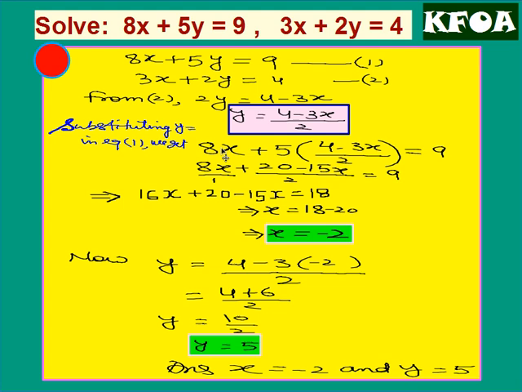Now this you can substitute in equation 1. So 8x plus 5 into (4 minus 3x) upon 2. You multiply, so it will become (20 minus 15x) upon 2. Now you can multiply both sides by 2, as I told you, throughout LCM, or you can take LCM here. So when you multiply both sides by 2, it becomes 16x plus 20 minus 15x is 18. You get the value of x as minus 2, 18 minus 20. And when you substitute in this, 4 minus 3 into minus 2, it will become plus. So 4 plus 6 upon 2, 10 upon 2, y is equal to 5.